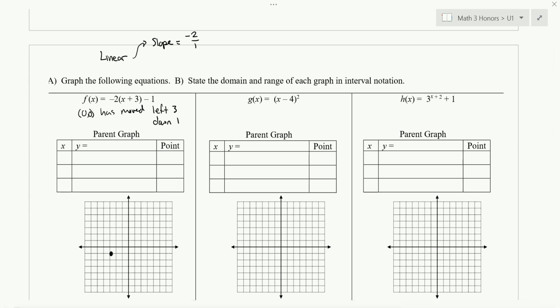So you start with your translated parent graph point. And that gives us a point we can use here. So -3, -1. And because it's a line, once you have a point, you can find the rest of your points using the slope. So you could drop down 2, right 1, drop down 2, right 1. Got 3 points I'm working with. Got my graph.